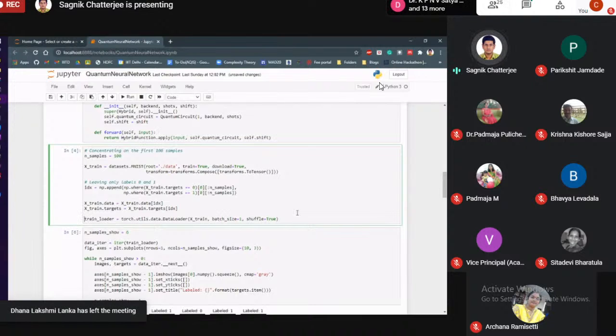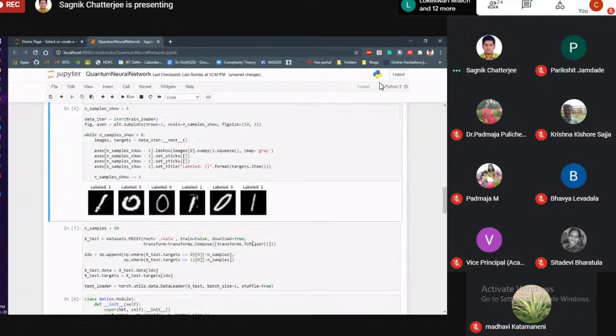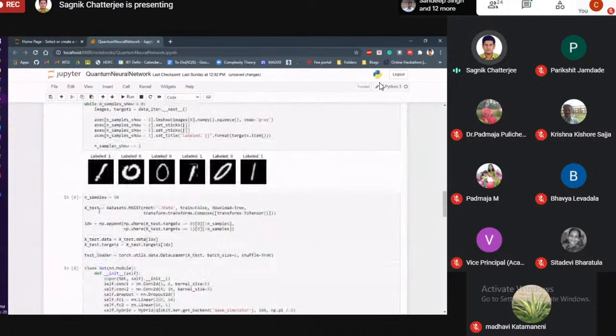So we have a train loader. We load these extracted data sets and now we show the samples. This is what the samples look like. This is a training data set. Similarly, we do the same thing for the test data set, but we don't show the samples because that is what we are going to find out now. We are training on 100 samples, but we will be running the test on 50 samples.